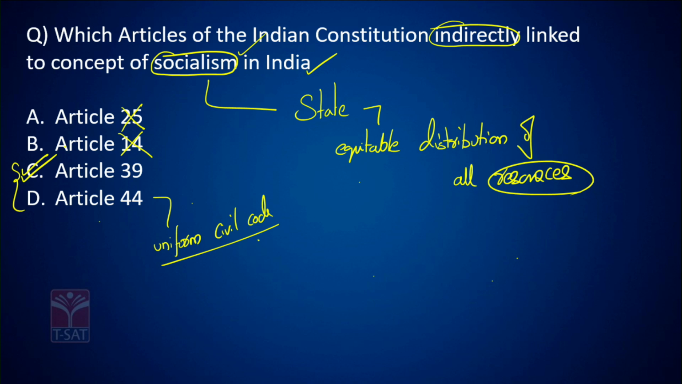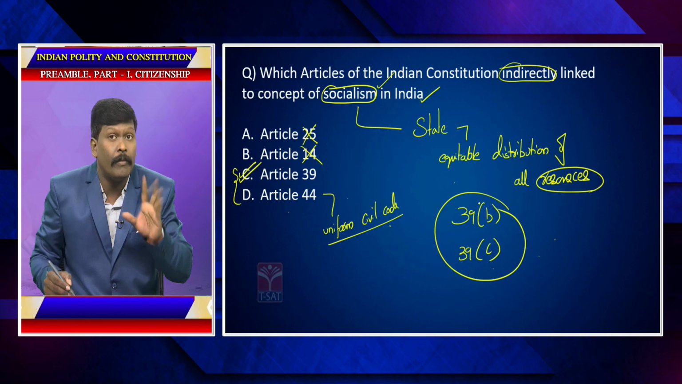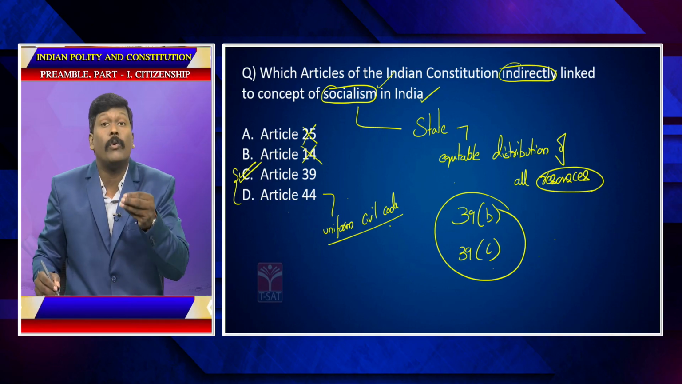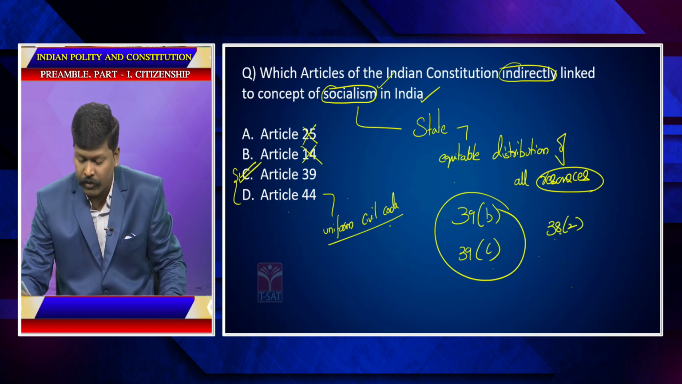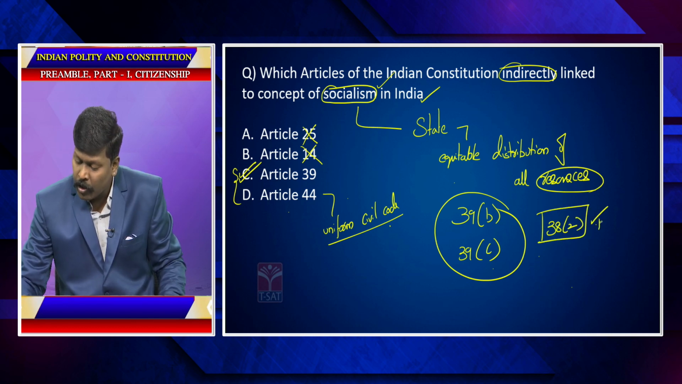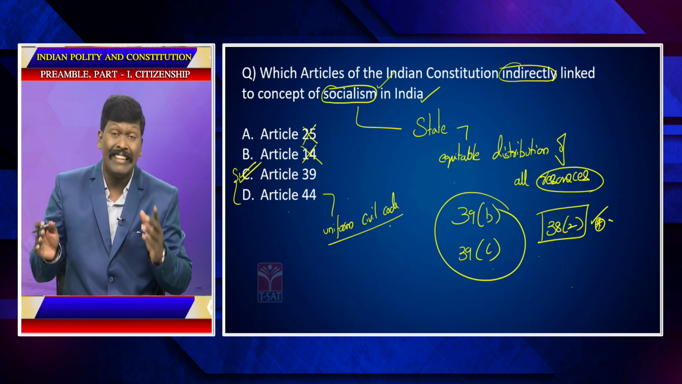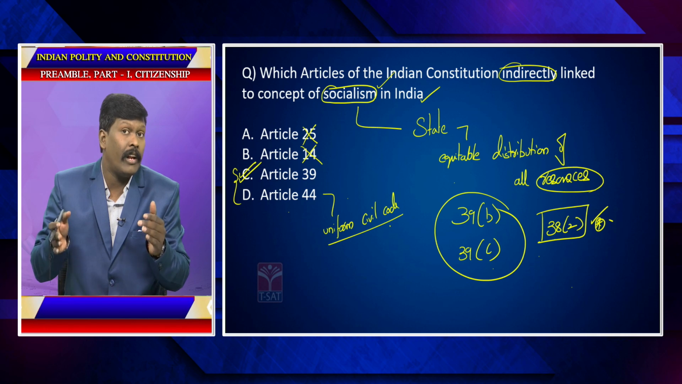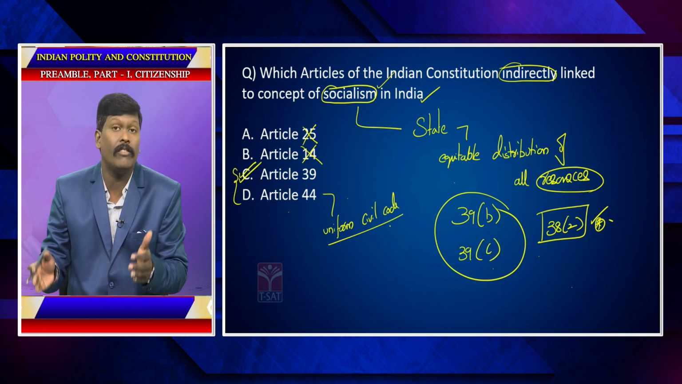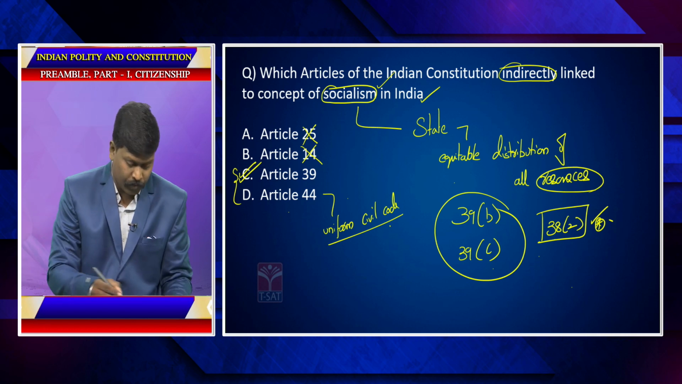To be more specific, friends, Article 39B and Article 39C talks about socialism in India. And to take one more article, Article 38 Clause 2 of the Constitution also talks about socialism in India. These three provisions of the Indian Constitution directly or indirectly discuss the socialism concept in India. Okay, let's go to next question.